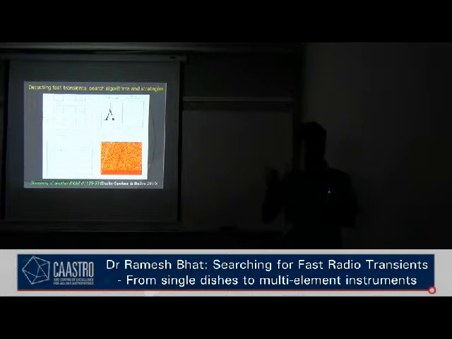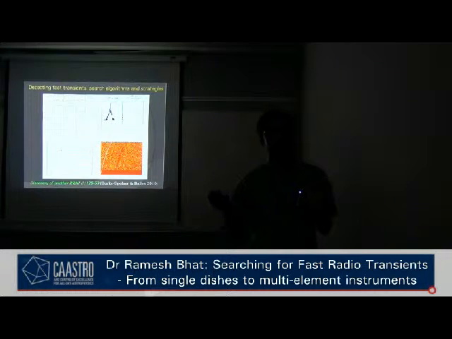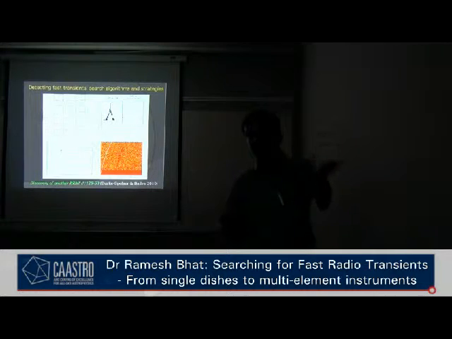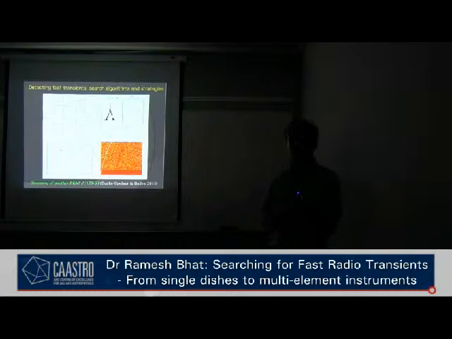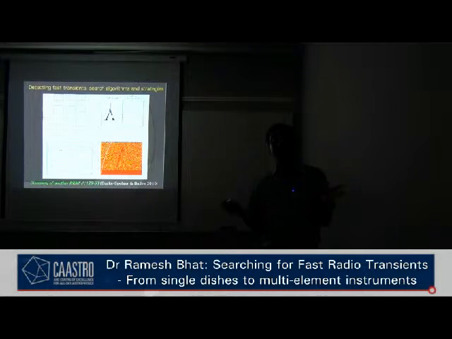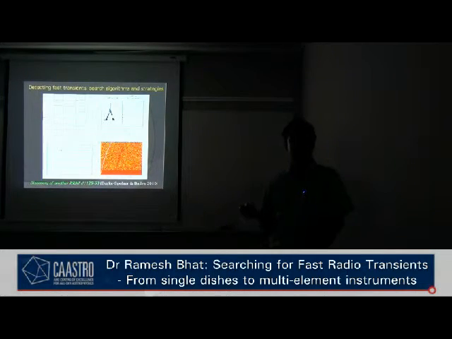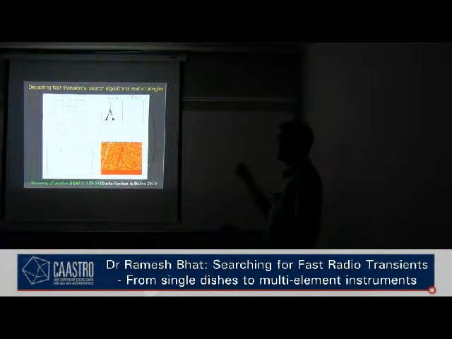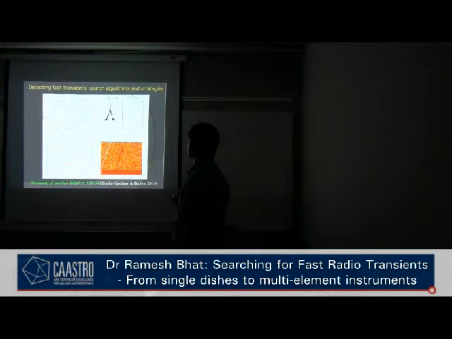So you need to look at a whole bunch of criteria before you declare that it is a signal. Of course, in the case of rotating transients, signals will repeat at some interval, so that repeatability is also your advantage. But often, or sometimes, you may not have that sort of situation. And so these are the important checks you can do.